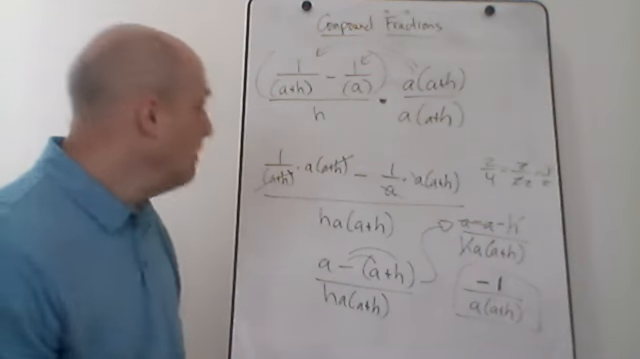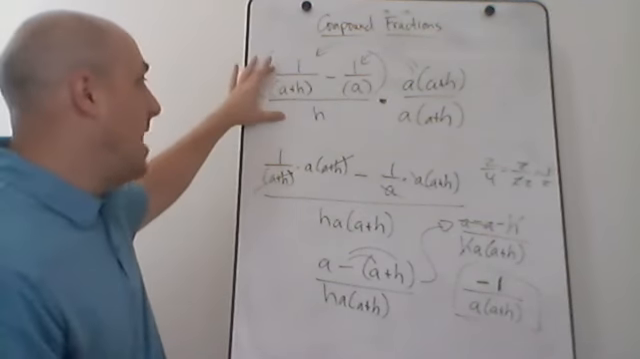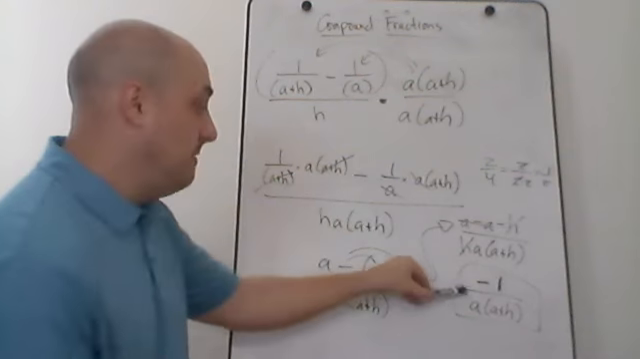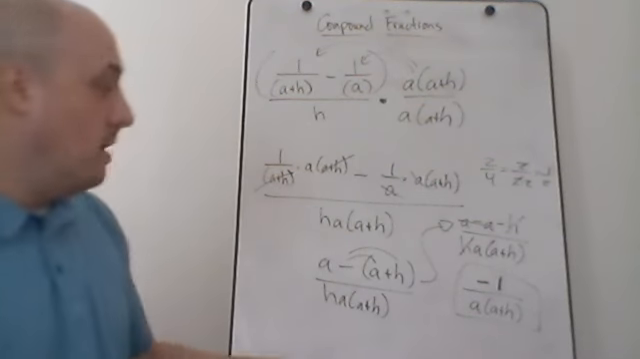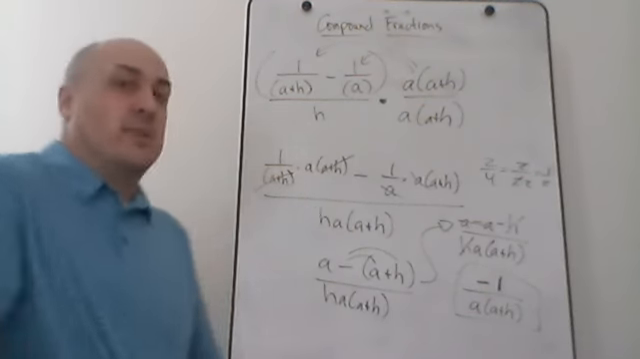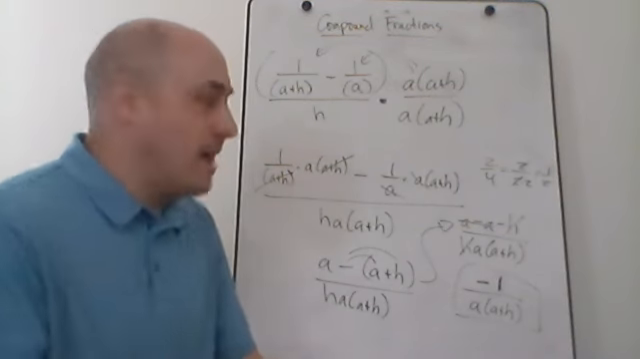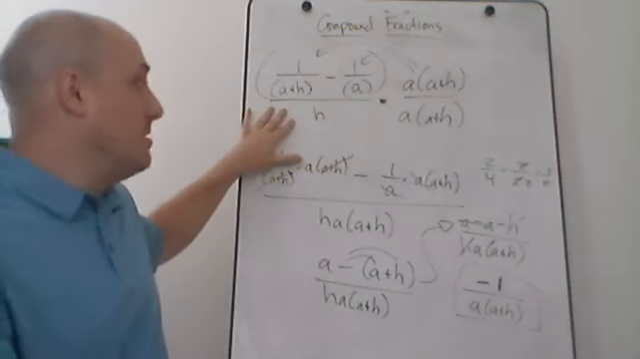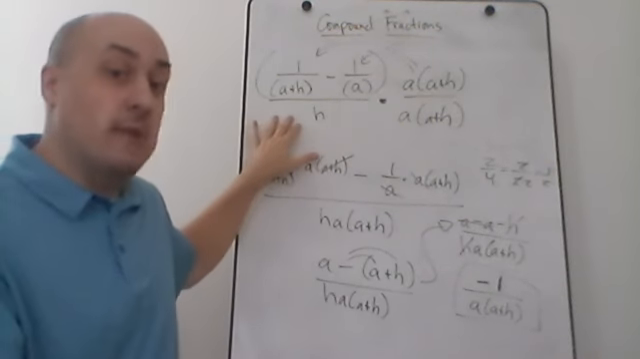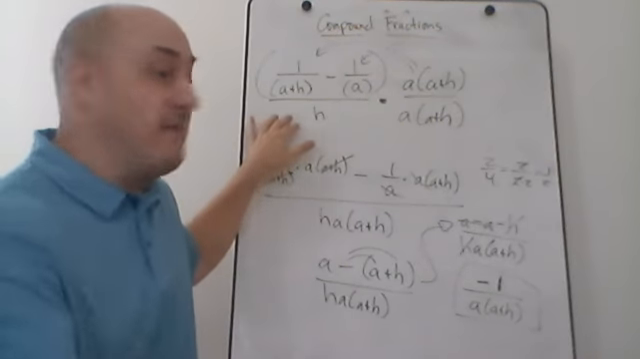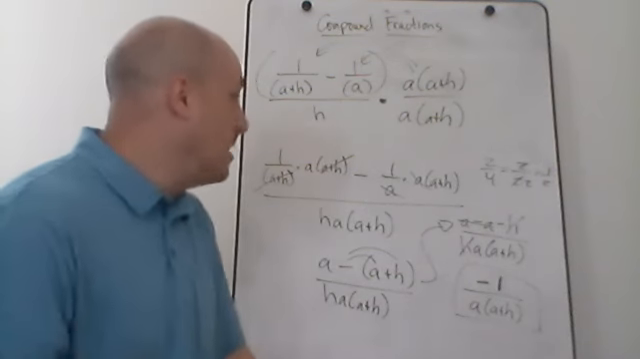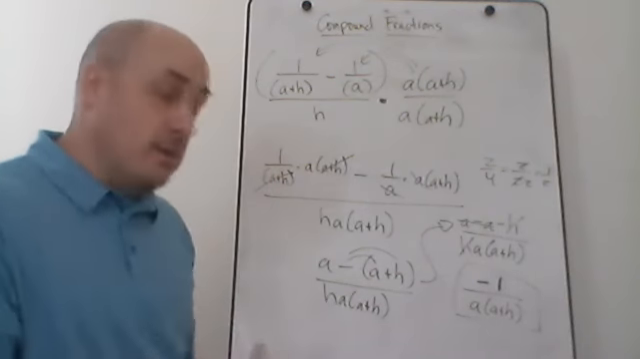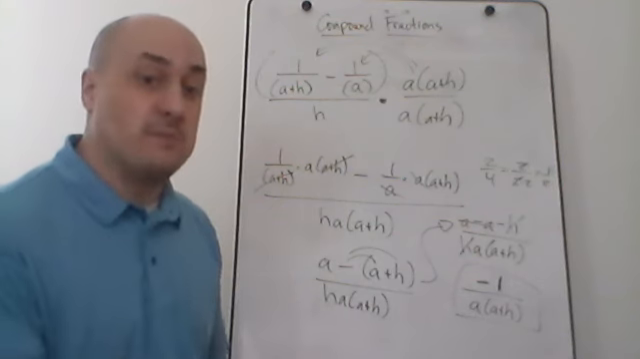All right, so that's what this compound fraction that we started with up here simplifies to, just negative 1 over a times a plus h. All right, so that's a couple examples of dealing with compound fractions. Like I said, this type of expression that you see here is something that you will see again when you get to calculus, presuming you go that far in mathematics. But you need to be able to work with those types of compound fractions.